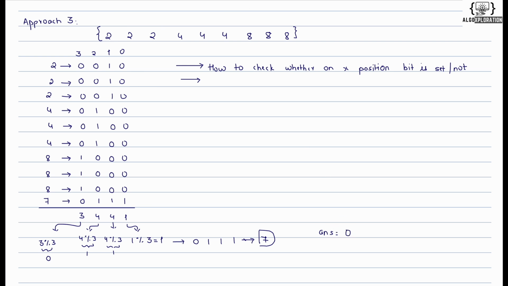Now in place 0, in place 1, and in place 2, I have to set 1 bit, right? So if I convert this 0 in binary, it will look like this: 0, 0, 0, 0. Now in place of 0, I have to set 1. In place of 1, I have to set 1. In place of 2, I have to set 1. And this will be our answer.